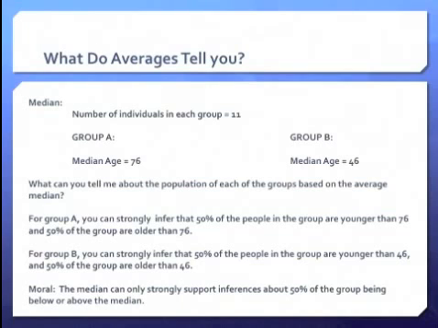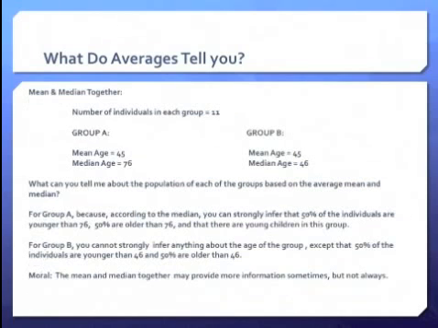Thus, only arguments that conclude this kind of information when only given the median of a set will be a strong argument. For Group A, you can strongly infer that 50% of the individuals are younger than 76, 50% are older than 76, and that there are young children in this group. This is because since half the individuals in this group are older than 76, and we know that the mean is 45, we should also know that there need to be some young children in this group in order to drop the mean average to 45.